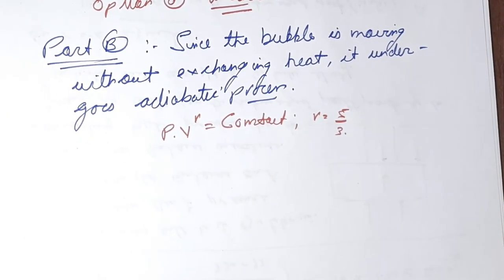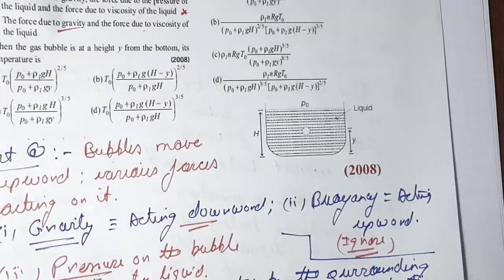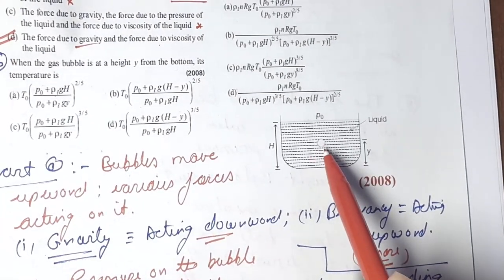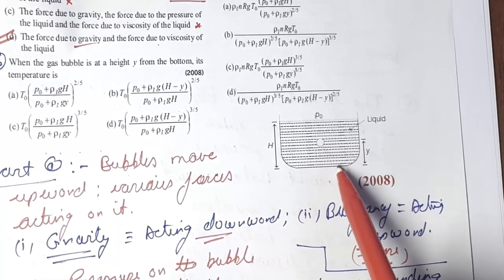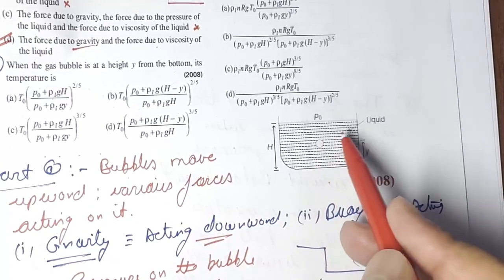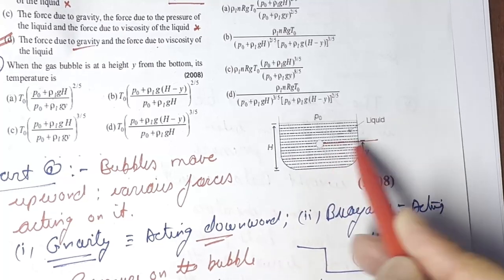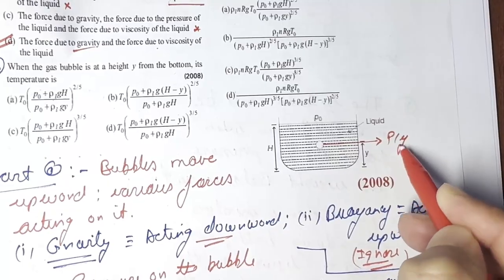And this is the first information from the question. And the second information is that we can find what will be the pressure at the height y, or we can say at a height y from the bottom. So we have to find out the pressure at this particular point, and let us call this pressure at y.